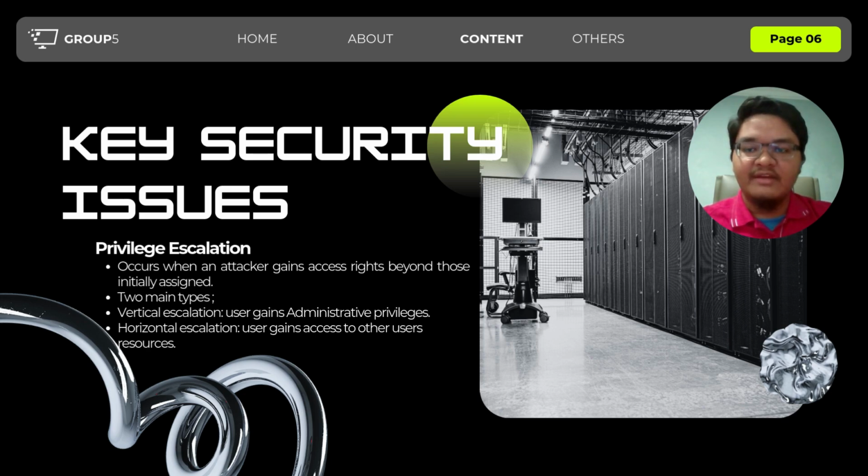There are two main types of privilege escalation. First is vertical privilege escalation, wherein users gain administrative privileges. Second is horizontal privilege escalation, where users gain access to resources belonging to another user. Once administrative privileges are obtained, attackers can modify system settings, install malicious software, or disable security controls.